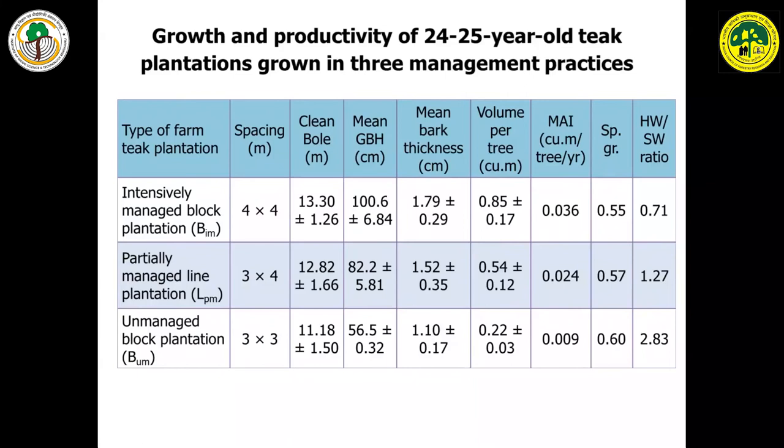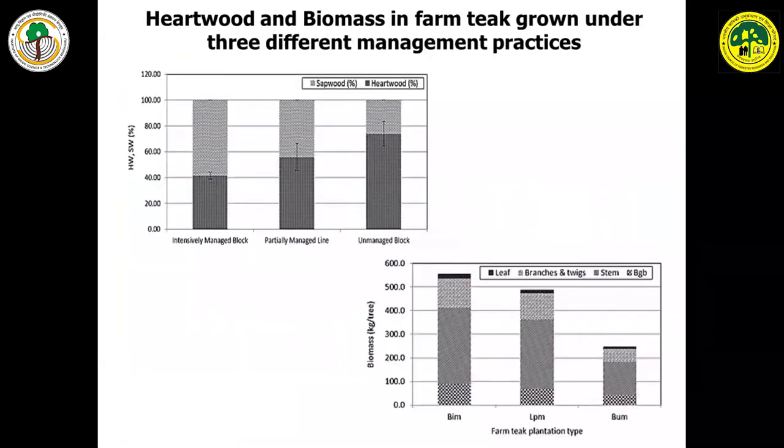The heartwood and sapwood ratio is also important, the amount of heartwood present in the teak wood. Here you can see the ratio is 2.83 in unmanaged compared to 1.71 in intensively managed. These graphs show the heartwood to sapwood ratios. Intensively managed had a smaller quantity of heartwood compared to sapwood, around 40-60, partially managed was around 55-45, and unmanaged had around 65-35.